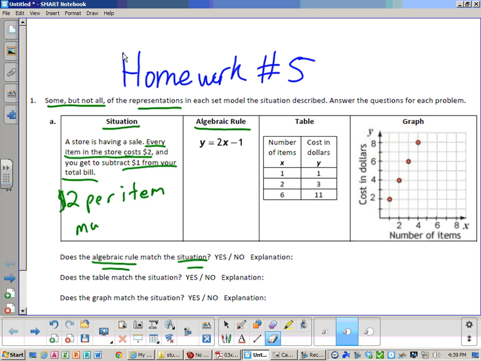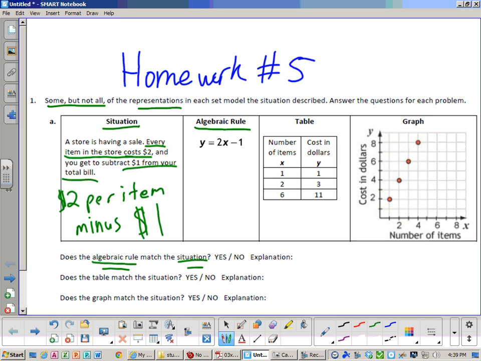Minus, M-I-N-U-S. Minus $1 from your total bill, right? That's a dollar. You also get to minus $1 from your total bill, and that's a good bonus right there. So $2 per item plus you get to minus $1 from whatever your total bill is.